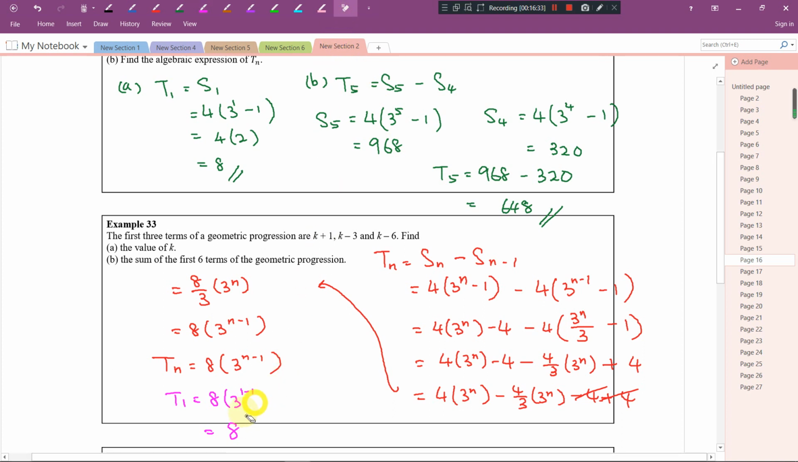How about T5? Let me check. T5 is 8 times 3^(5 minus 1), so you will get 8 times 3 to the power of 4. Now use our calculator: 3 raised to the power of 4 times 8 is 648. Yes, correct. So it means that this algebraic expression for Tn is correct.